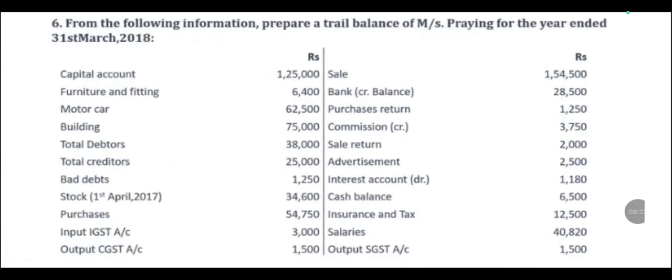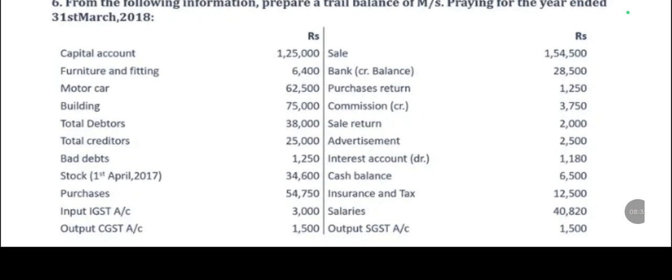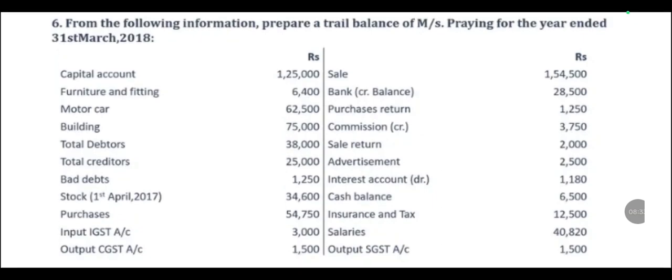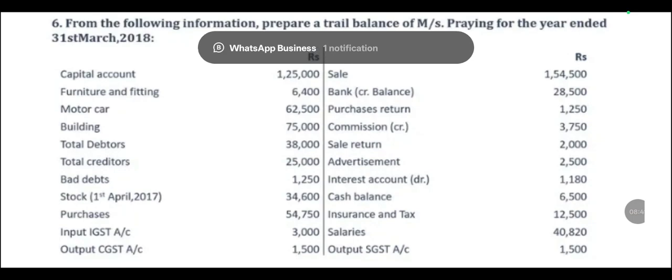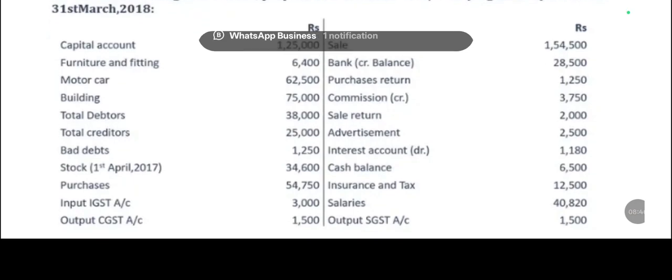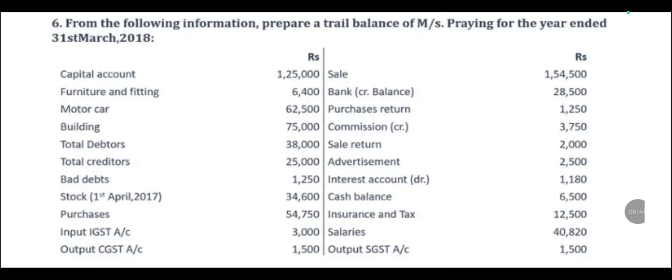Question number 6. Capital account, credit. Furniture and fittings, asset, debit. Motor car, asset, debit. Building, asset, debit. Total debtors, asset, debit. Total creditors, liability, credit. Bad debts, loss, debit. Stock opening, asset, debit. Purchases account, expense, debit. Input CGST, asset, debit. Output CGST, liability, credit. Sales income, credit.